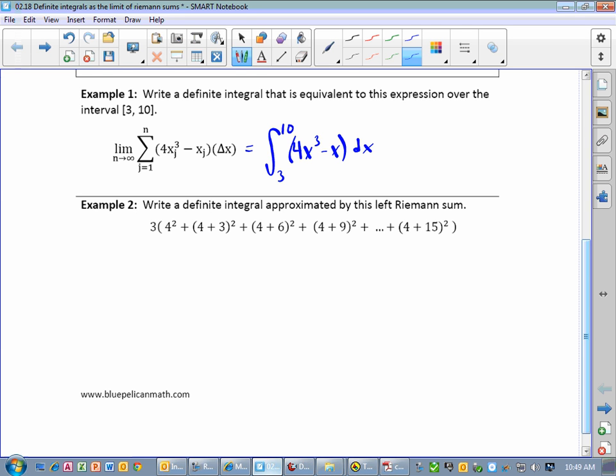Okay, it says write a definite integral approximated by this left Riemann sum. Now, I underline that because it does matter. The fact this is a left Riemann sum actually has an impact.